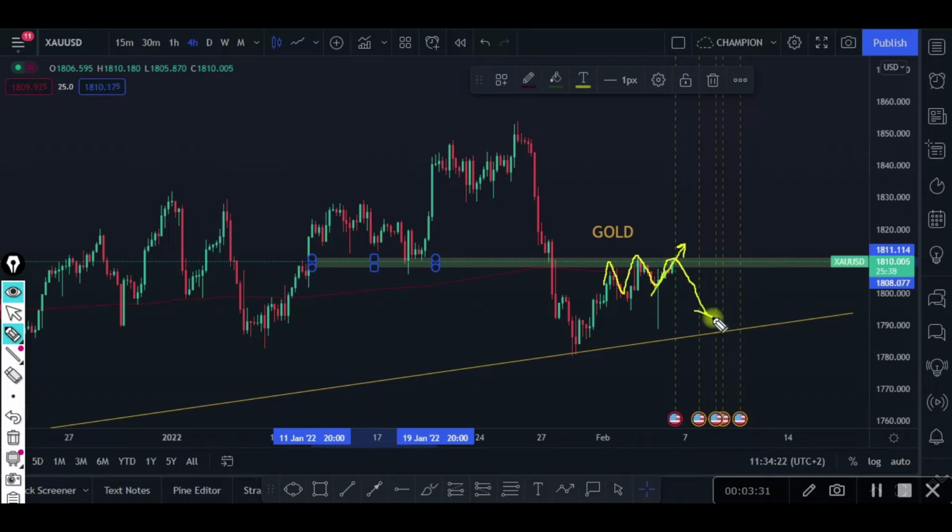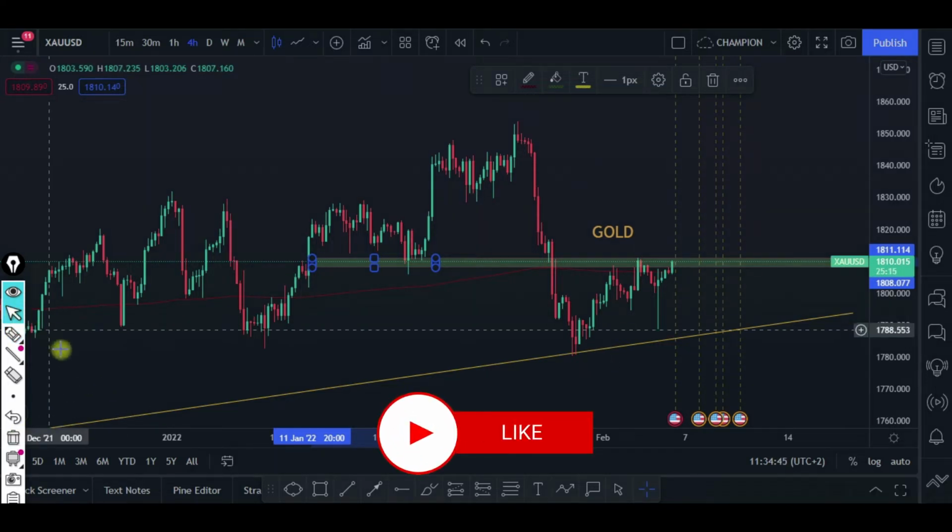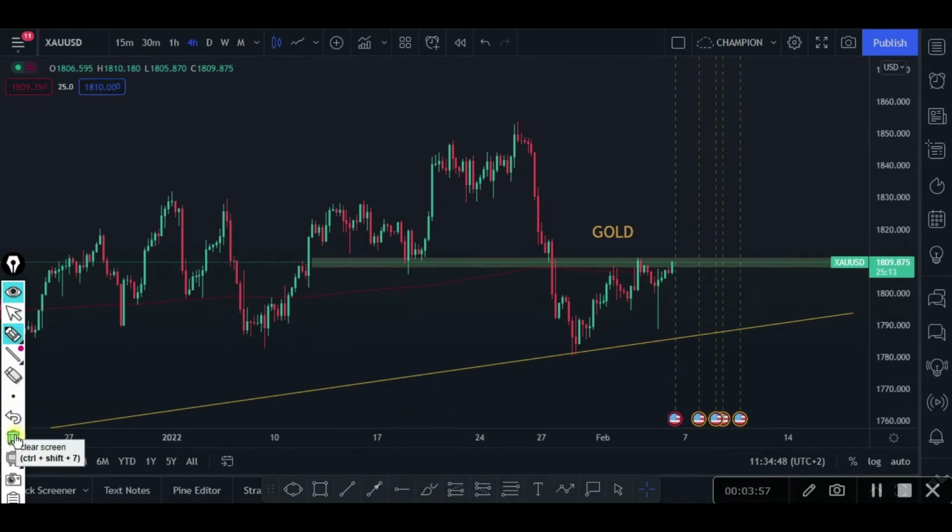We might have something like this if the NFP, the fundamental news, is negative today, but we can even have something like this. I guess you guys are able to understand what I'm trying to show you. This is a very important day of fundamental news. If the market breaks this area right here, we might have something like this. This is my prediction for today.